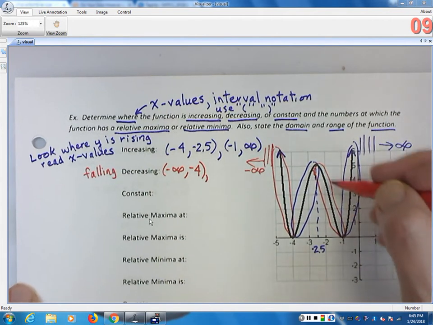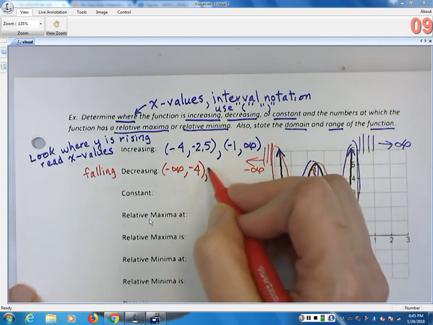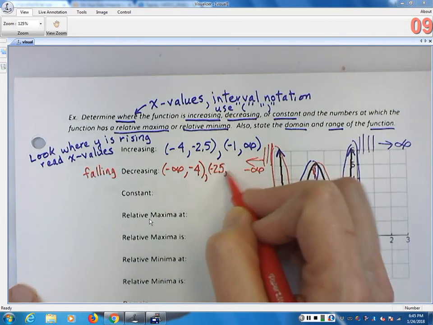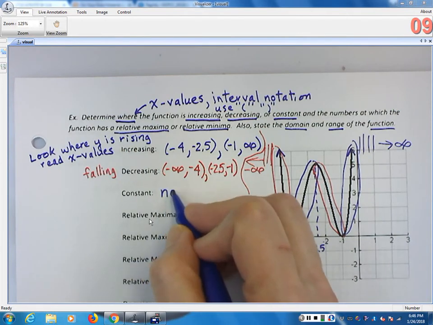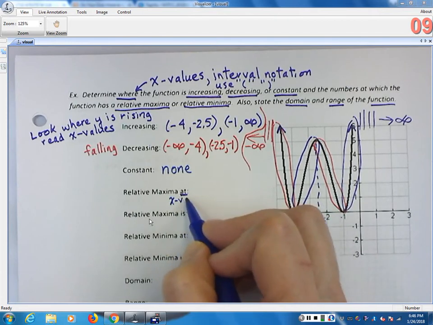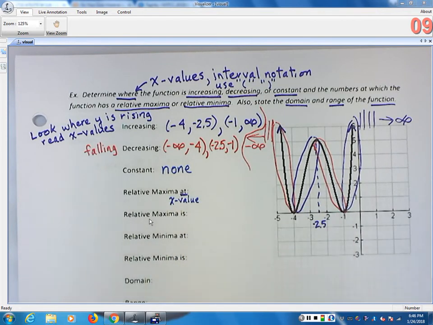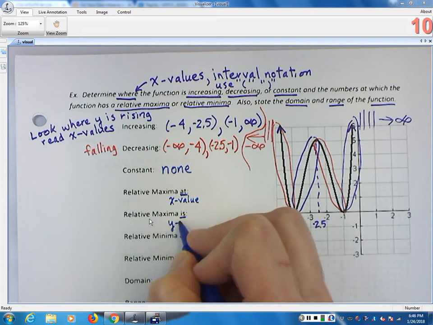Okay, it's also falling from -2.5 to -1. These are the answers. Okay? And there's no areas where it's flat or constant, so put none there. When they say the word at here, they want the x value. When they just ask for a relative maxima, they want the y value. Or leaving that off, they want the y value.